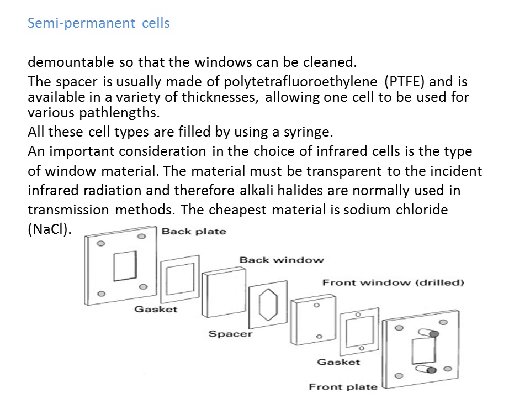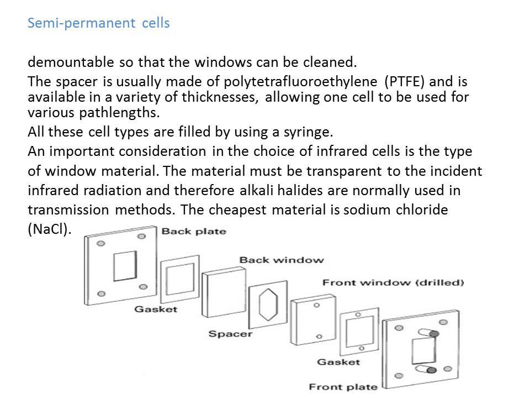So your infrared radiation enters from the plate. As the windows are made up of transmitting material like potassium bromide, NaCl or cesium salts, they will transmit the infrared radiation, and in between these two windows you have your sample. You also have a spacer.